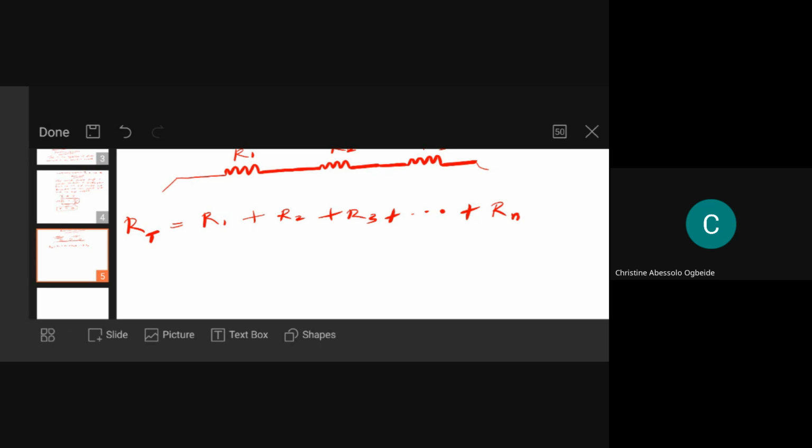Okay, so what if they are connected in parallel? Resistance in parallel.